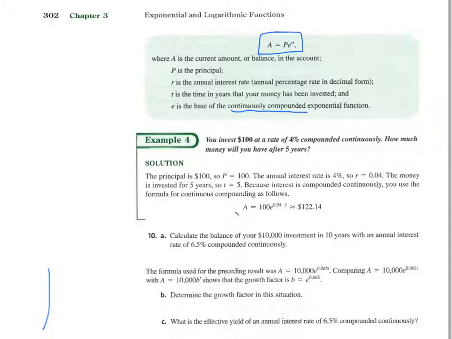So if you follow the example right here, we have our P. Remember, e is just its number itself. We have our r right there, 0.04, and we have 5 years. And we end up figuring out that it's $122.14. So let's calculate the balance of your $10,000.